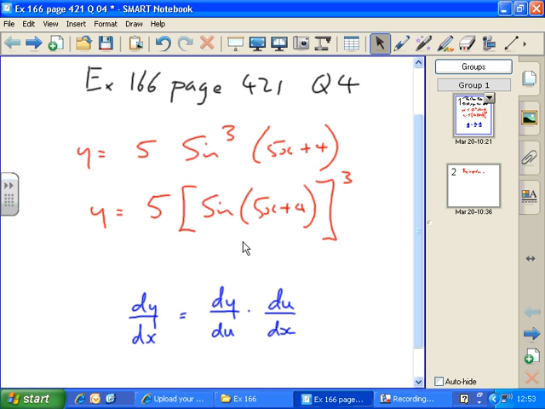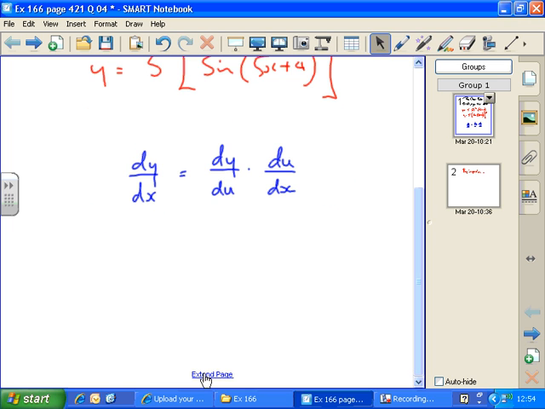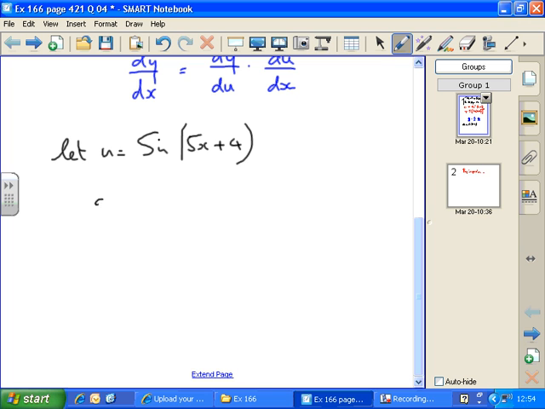So we've actually got effectively the chain rule being applied twice to do this question. So let's have a go at it. I'm going to let u equal sine 5x plus 4. And so du by dx is going to equal, again we have to think of the 5x plus 4 as a u or some other letters to represent the inner function.